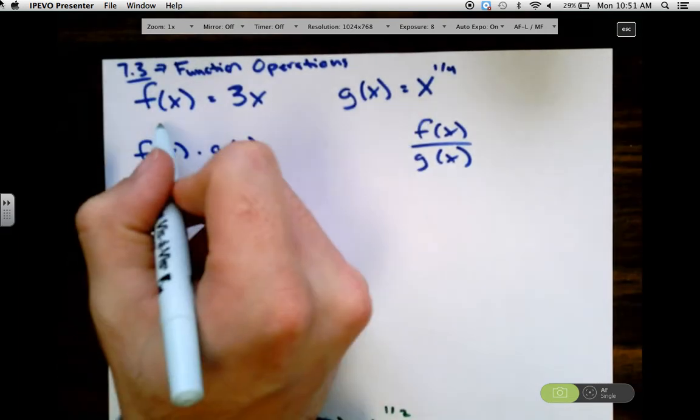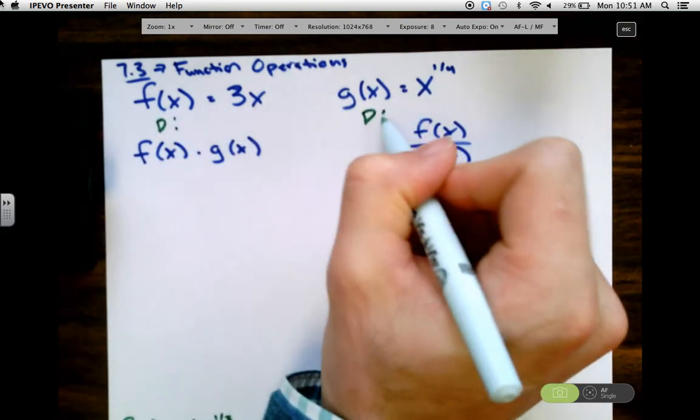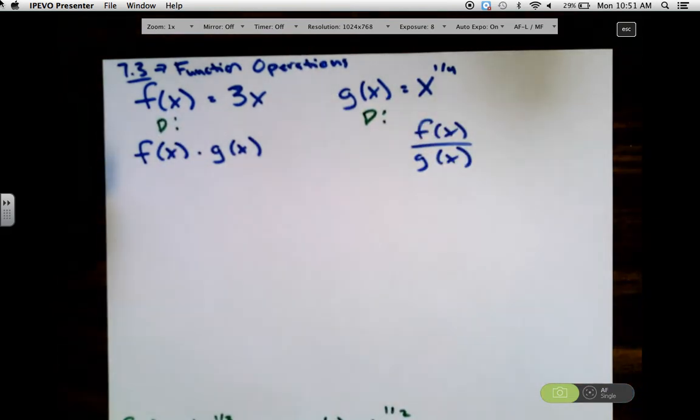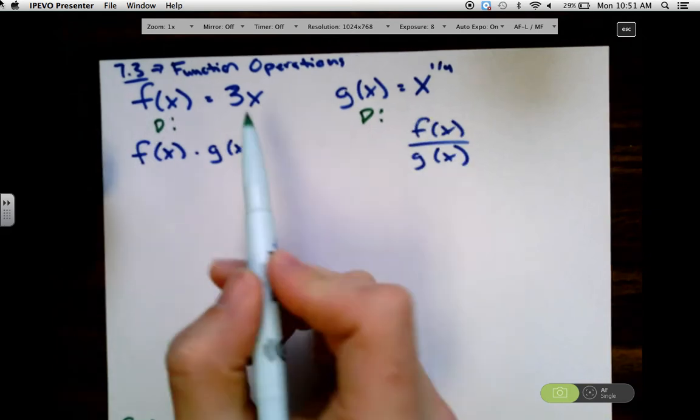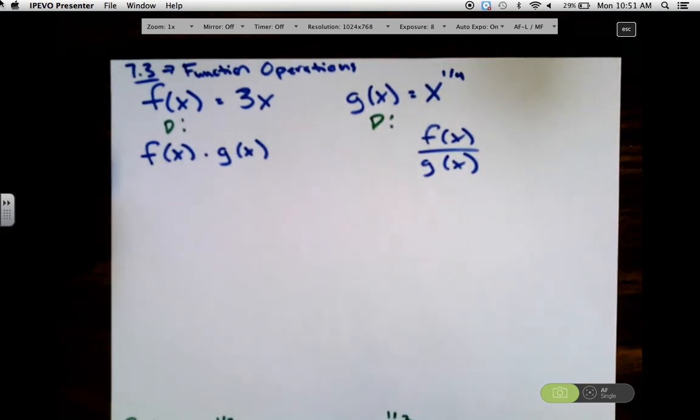Now remember, the first thing we want to do is, we're going to be given two functions, we have to identify the domains of them first. Remember, the domain is really saying what x values can I plug in and get a y value out. Looking at 3x, I could take any number I want, plug that in for x, and multiply it by 3 and get something else out. So I know I could plug in anything.